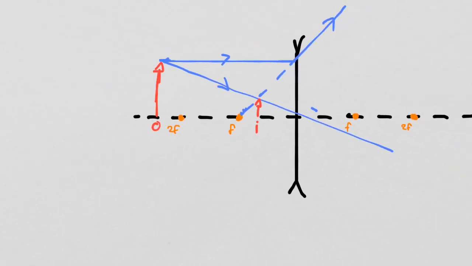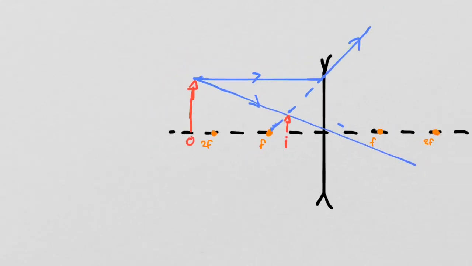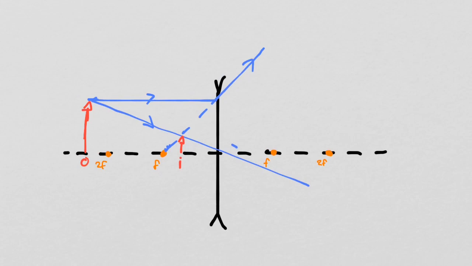Image. Now our image is much smaller. It's very small. It's also the same way up, and it's on the same side of the lens as the object. What do we call images on the same side of the lens as the object? We call them virtual.